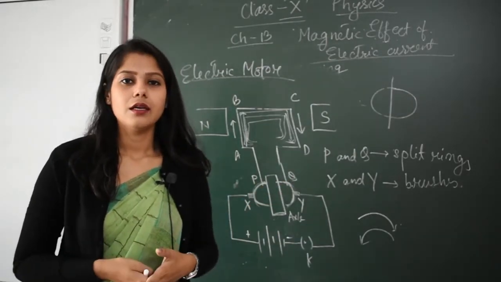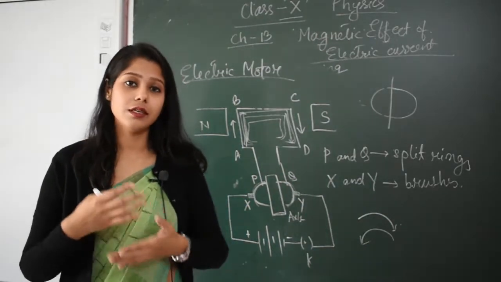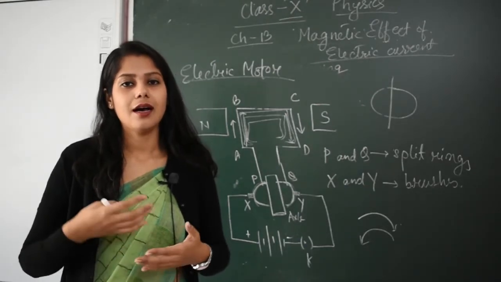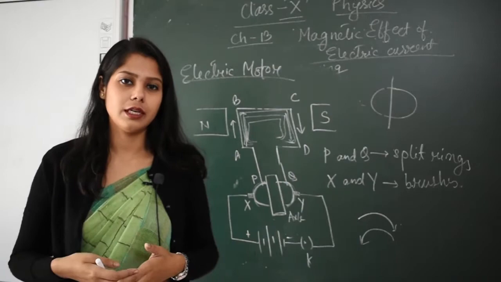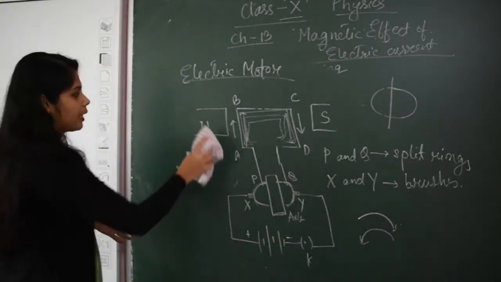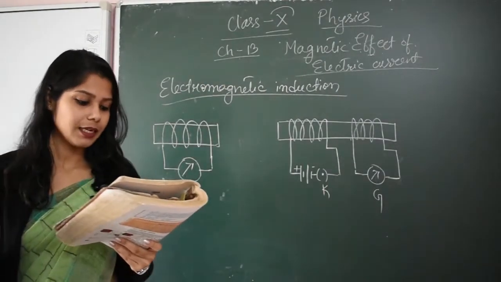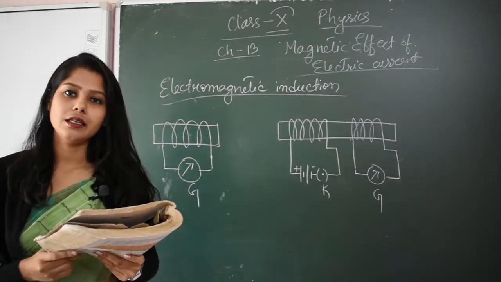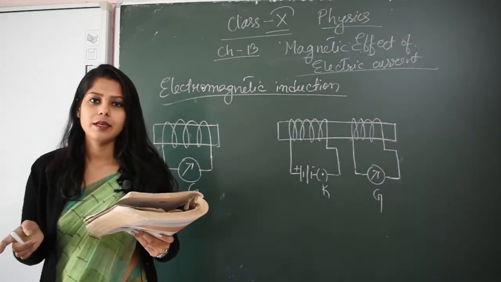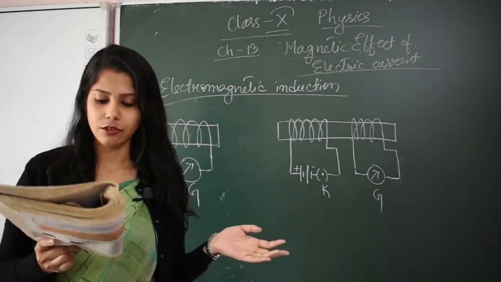So next, here we have learned how electric current is converted to mechanical energy, electrical energy to mechanical energy. Now we will be seeing how mechanical energy is converted to electrical energy, the reverse one. So for that, first we will be learning about electromagnetic induction. We have learned that when a current carrying conductor is placed in a magnetic field such that the current is perpendicular to the magnetic field, according to Fleming's left-hand rule it experiences a force, and this force causes the conductor to move, just like in the electric motor.